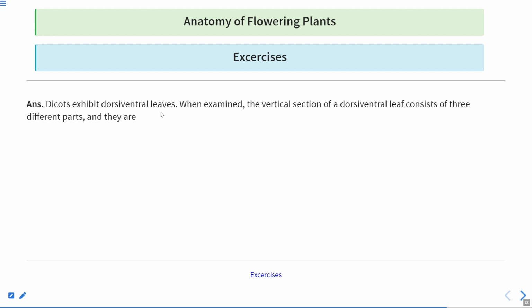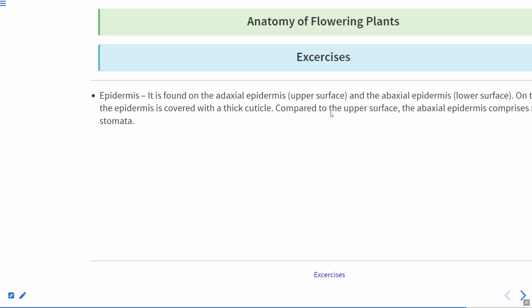Dicots exhibit the dorsiventral type of leaf. If you see the dicot leaf, it shows a dorsal surface and a ventral surface. That is why the leaves of dicots are called dorsiventral leaves. Okay. When examined in vertical section, the dorsiventral leaf consists of three different parts. When you see the anatomical structure of the dorsiventral leaf, you can see three different internal parts. And what are the three different parts?